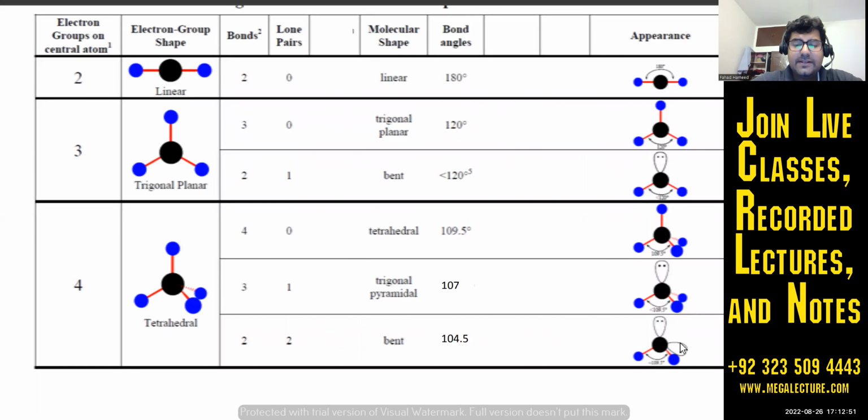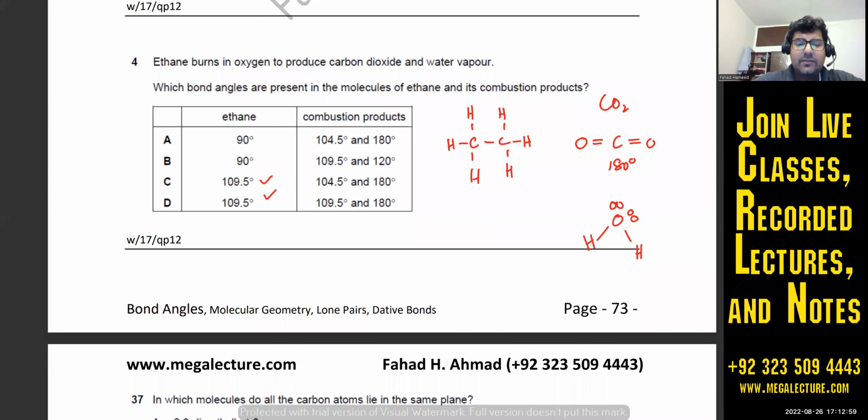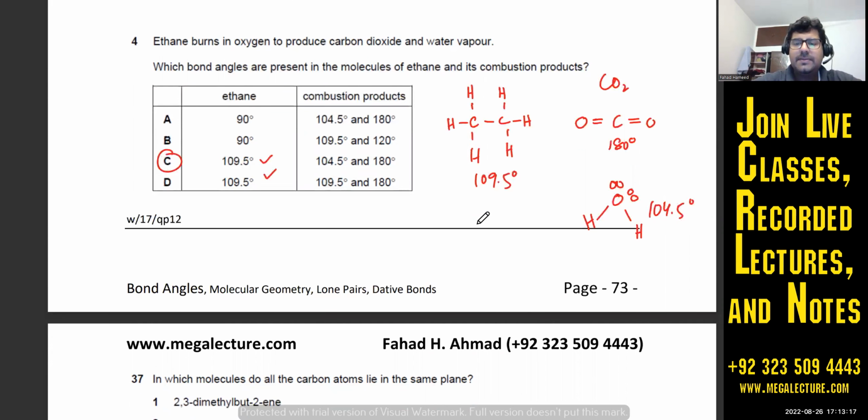वो lone pair की repulsion थोड़ी सी ज़्यादा होती है, so the lone pairs are going to repel, and the bonds will become closer to each other. ठीक है? So this one will be 104.5 degrees. ठीक है? This one would be 109.5 degrees. The correct answer would be C. ठीक है? C correct होगा. अच्छा, फिर next one.